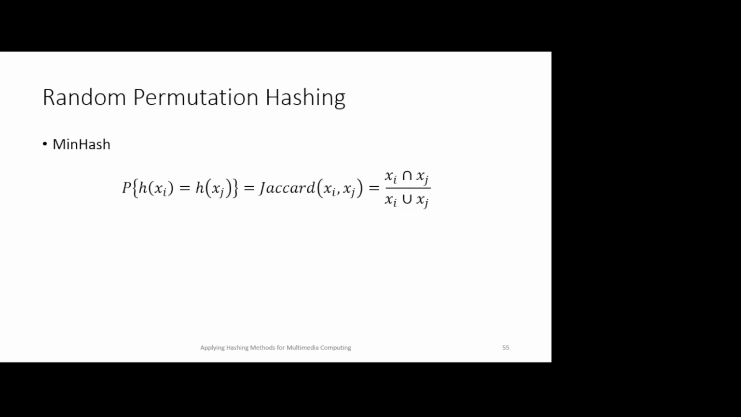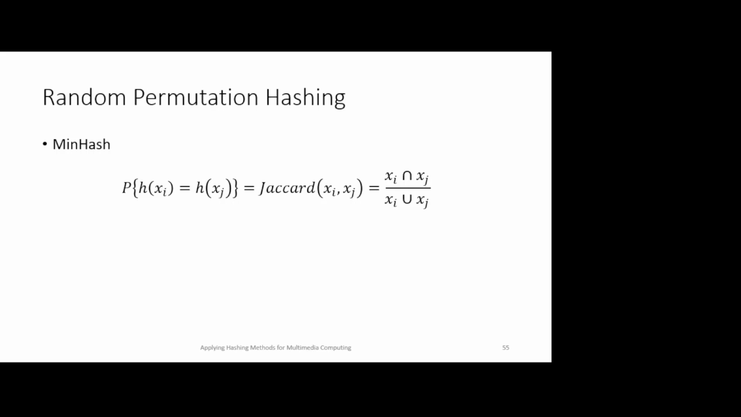Okay, so next is a random permutation hash. Okay, a typical hash function is the min hash. Okay, so min hash we already mentioned last week. Okay, so it is expressed like this. The probability between two data points is proportional to, actually exactly equal to, the Jaccard coefficient like this: the intersection between two sets divided by the union between the two sets. Okay, so it's min hash.